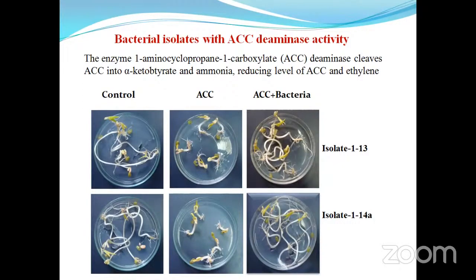In the photographs also, you can see the control, and then whenever the precursor molecule ACC is there, the root growth is stunted and gets reduced. And then whenever we use the ACC with bacteria which produce this ACC deaminase enzyme, the root growth is comparable to control and even better in stress condition, because it cleans the ACC and provides the plants the necessary support under stress condition.